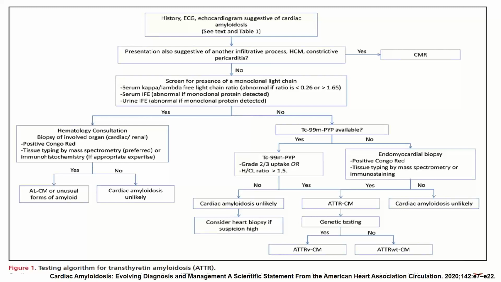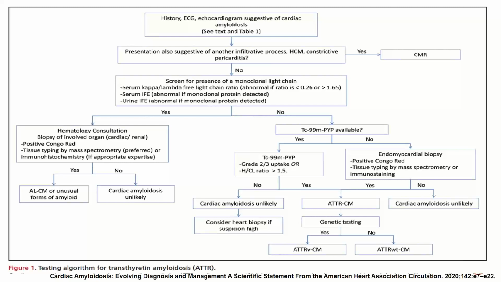But if there is still a high suspicion of amyloidosis, then you should always do light chain testing and rule out light chain amyloidosis. What you do is the serum kappa lambda free light chain, and any disproportion of the ratio, either less than 0.26 or more than 1.65, is diagnostic. You also have to do serum and urine immunofixation. The presence of monoclonal proteins is abnormal.